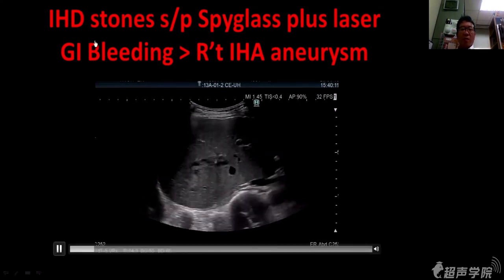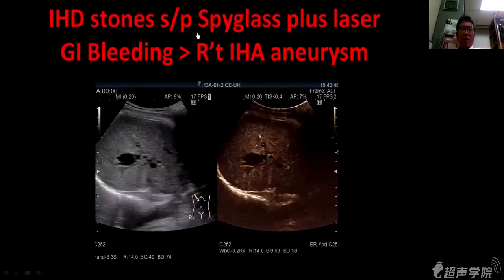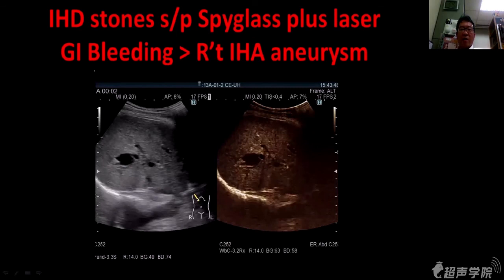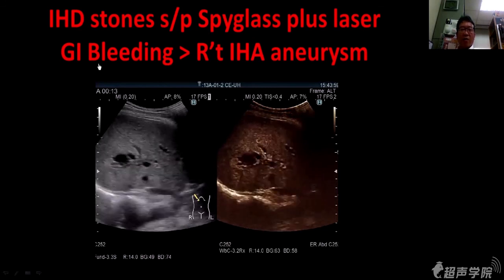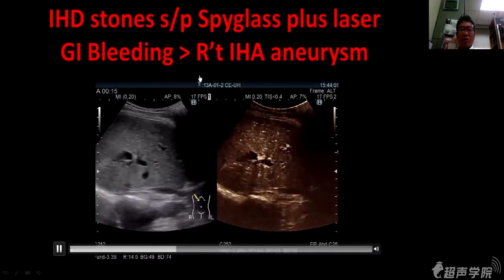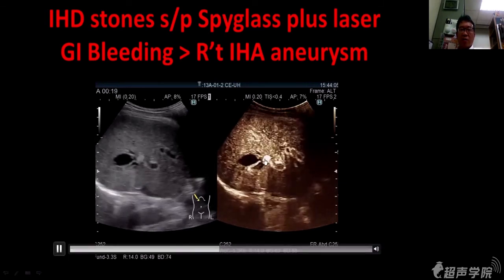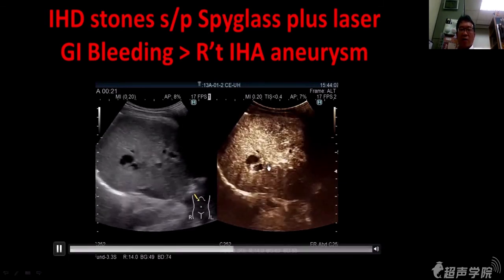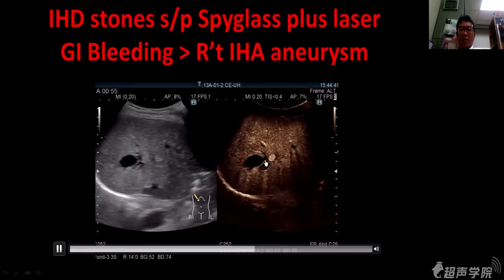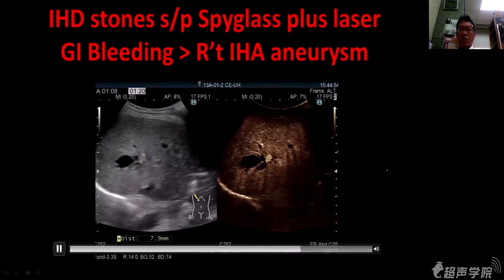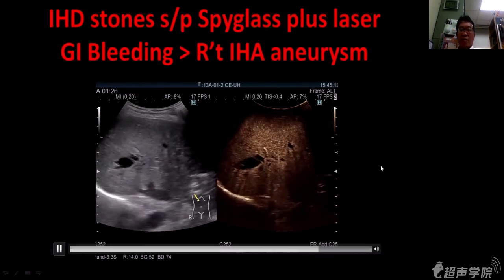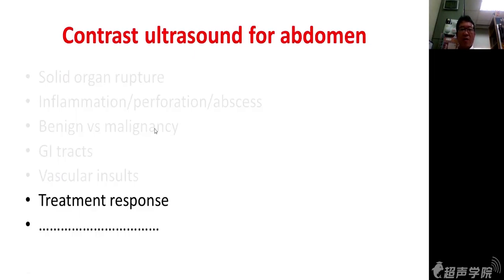And in this case, he has IHD stone, and we performed spyglass laser treatment. And after that, GI bleeding occurred. So we suspected something wrong with the right hepatic artery. So you can see there is some aneurysm in the right hepatic artery. So the patient received embolization and the bleeding stopped.